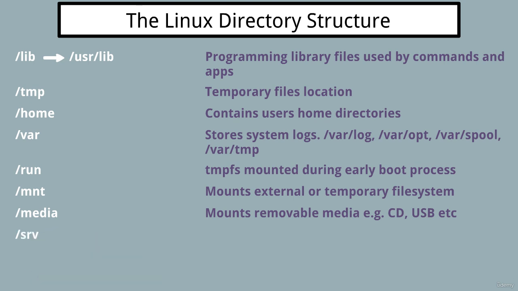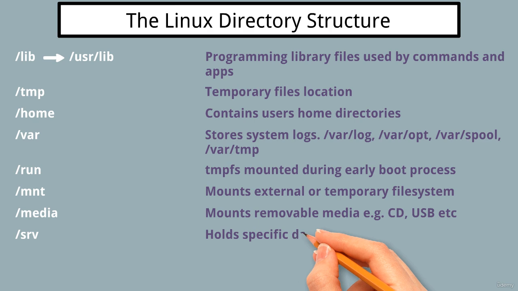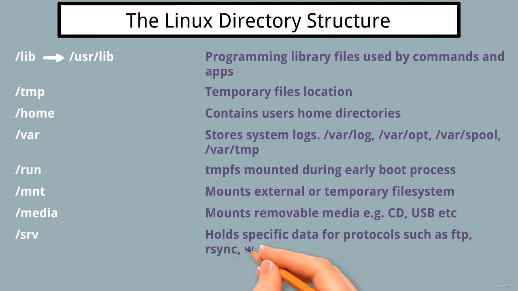Next is /srv. Some Linux operating systems use /srv as a location to store data that is used by the Linux server. For example, if you have a web server, so web server files would be in /srv/www. Or let's say if you're using an FTP server, the files may be located in /srv/ftp directory.